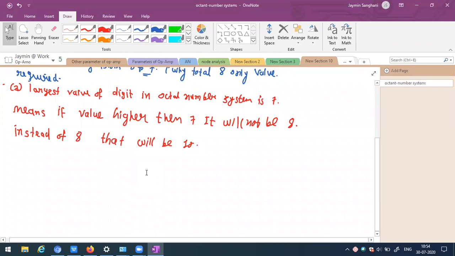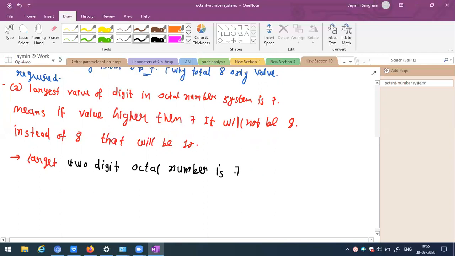So here, the largest two-digit octal number, this is most important for the MCQ. I write with the help of black marker. The largest two-digit octal number is 77.